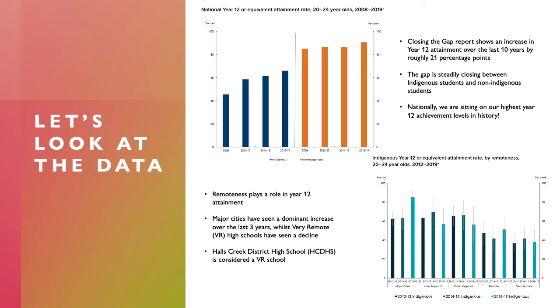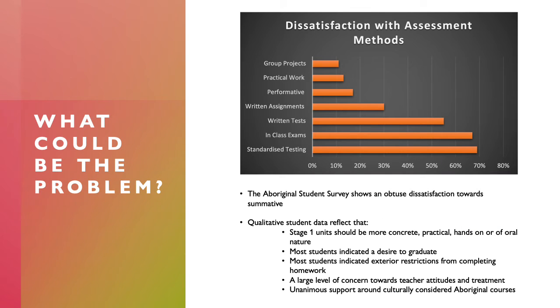However, if we look at the table on the right, we should be able to notice that remoteness plays quite a large role in Year 12 attainment. Major cities have seen a sharp increase, while very remote schools such as Halls Creek have actually seen a decline over the last 3 years. So, what could be the problem?